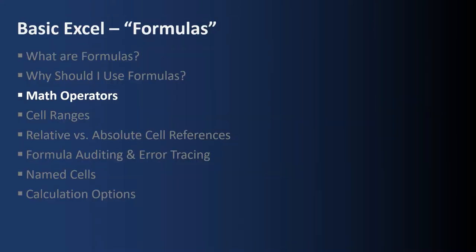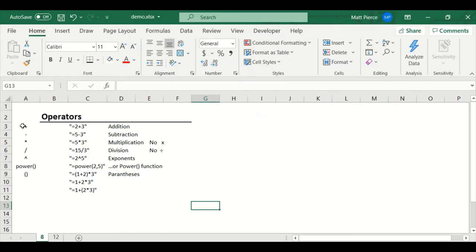Next up, math operators. To get started, we need to review the math operators in Excel. Plus is for addition, minus is for subtraction, the dash. Asterisk is for multiplication, not the little x. The forward slash, the question mark key, is for division, not the divided by symbol. The caret, shifted 6, is for exponents, or alternatively, you could use the power function, 2 to the 5th, or power 2 to the 5th, same thing.